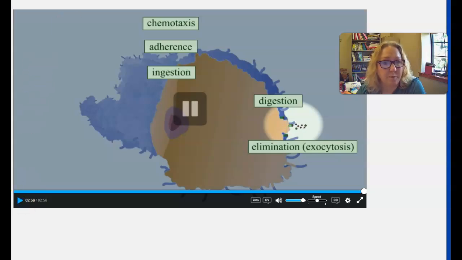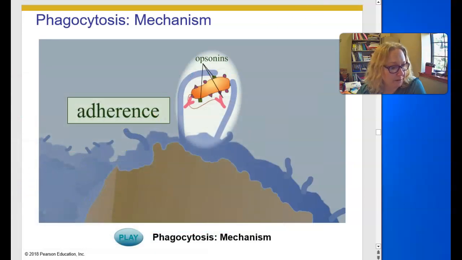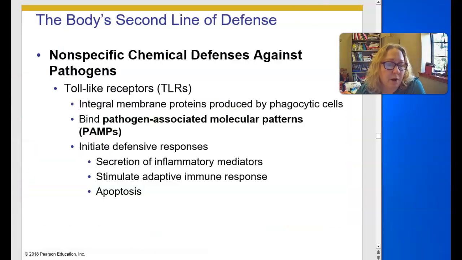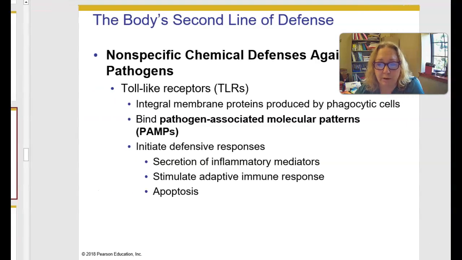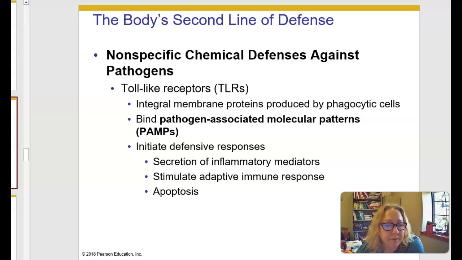Hopefully everyone feels reasonable about phagocytosis. Part of the things that are happening here is you have toll-like receptors, TLRs. They are integral membrane proteins produced by phagocytotic cells, and they bind to PAMPs, pathogen-associated molecular patterns. PAMPs. These initiate a defensive response.